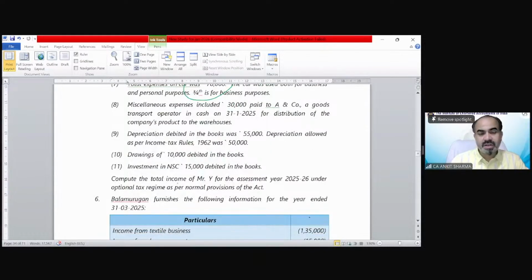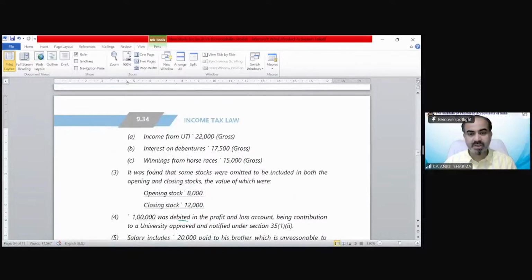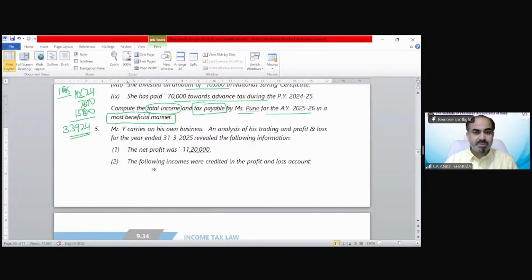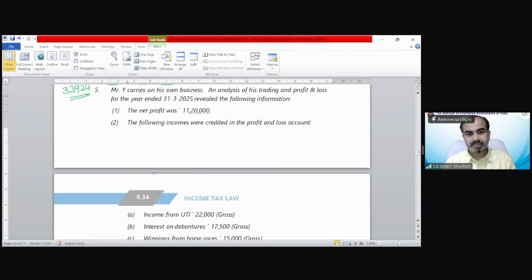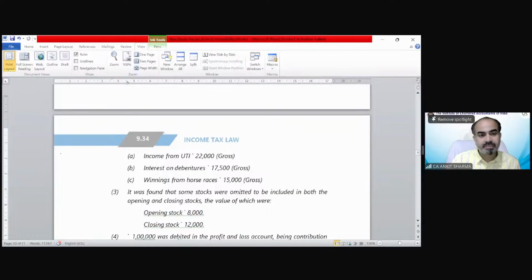I just need to see what the requirement of the question is: compute the total income of Mr. Y for the assessment year 25-26 under the optional tax regime as per normal provisions of the Act. So we just need to calculate total income as per the optional tax regime, and we do not even need to calculate tax. So let's calculate this. The net profit has been given as 11,20,000, and some incomes have been included.